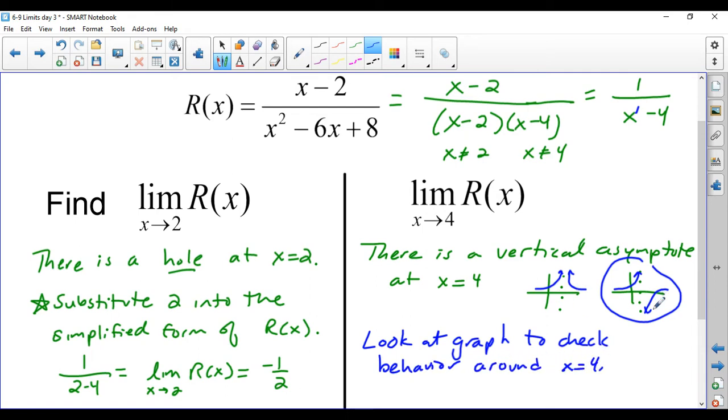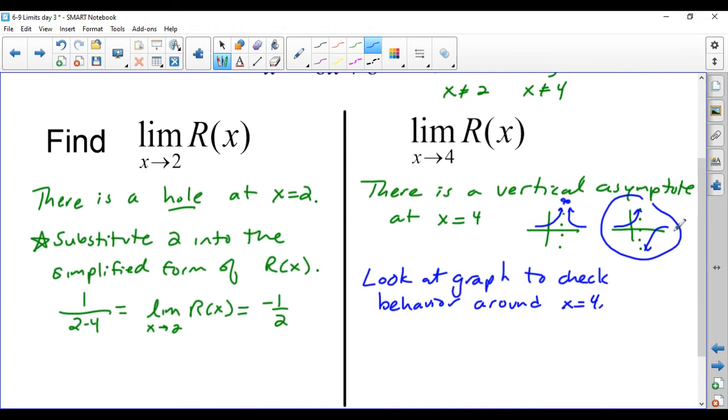Because one of these situations has a limit and the other does not. If the graph goes to positive infinity on both sides, then the limit would be positive infinity. But in this case, where the graph is going to positive infinity on one side and negative infinity on the other, which is the case for r of x, we would say that the limit as x approaches 4 of r of x does not exist.